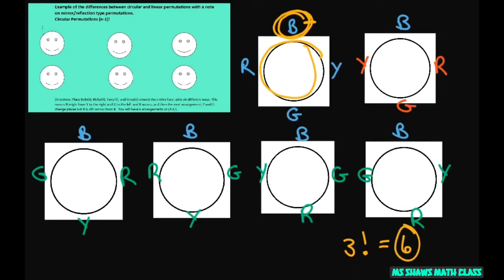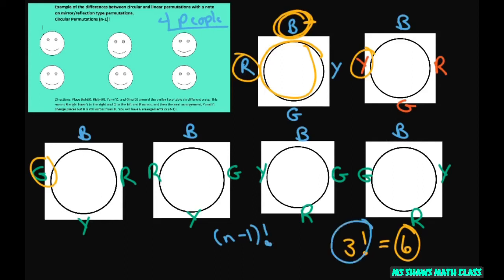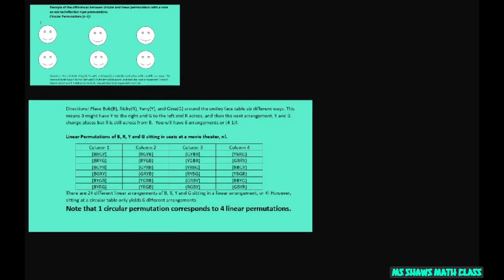So the real starting point starts with Ricky, or with Yanni, or with Gina, and so forth. And the way you do that is, if we have how many people? 4 people. Then to get the formula for circular permutations, you just take n minus 1 factorial. So we already knew it was 3, so since we have 4 people, that's 4 minus 1 factorial, which equals 3 factorial.